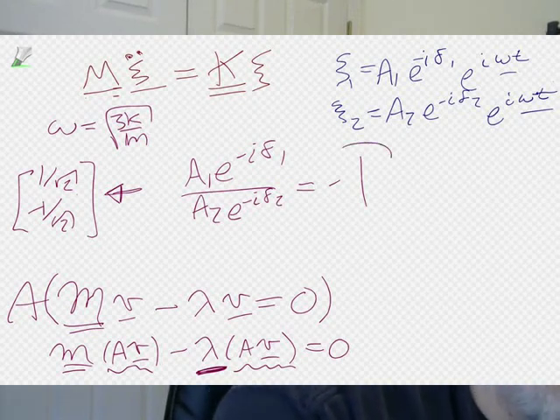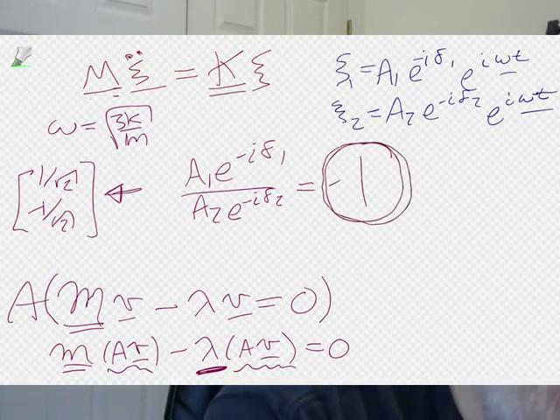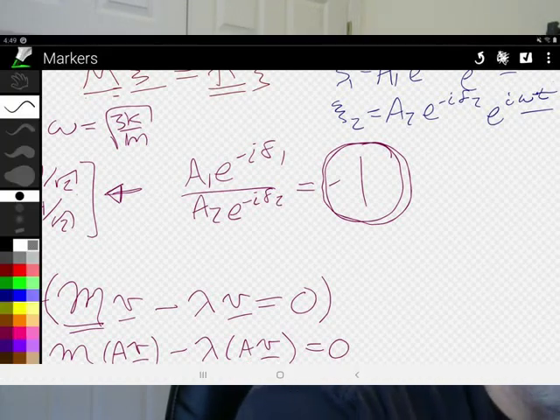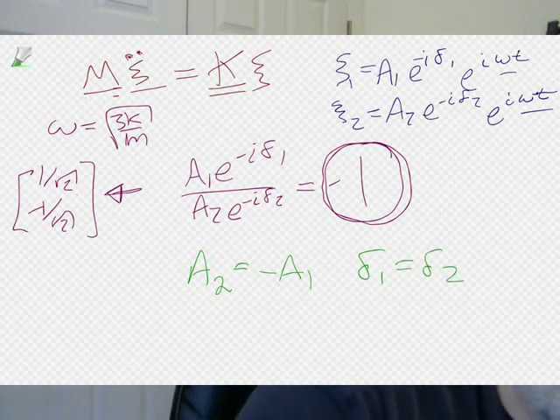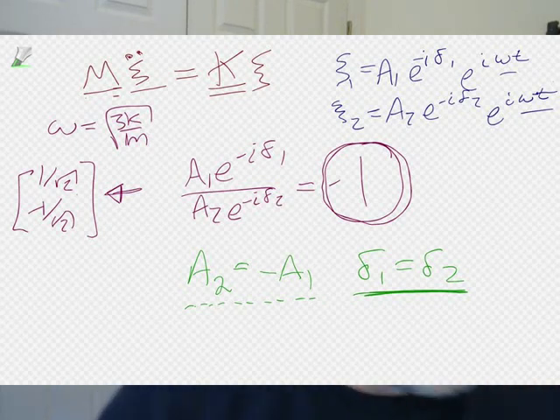But notice, this is a real number. The eigenvectors could have had imaginary numbers in it. This is a real number. So one way to satisfy this, there's more than one way to satisfy this. Actually, here, I'll give you a general way to satisfy it. A general way that would satisfy this is if A2 is equal to minus A1 and delta 1 equals delta 2. It turns out that can encapsulate all the solutions we need, right? So they have to have the same phase, and one of the amplitudes has to be the negative of the other amplitude. That will satisfy it.